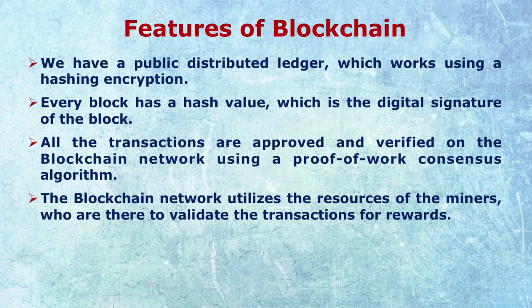So, the features of blockchain are that we have a public distributed ledger which works using a hashing encryption. Every block has a hash value which is the digital signature of the block. All the transactions are approved and verified on the blockchain network using a proof of work consensus algorithm. The blockchain network utilizes the resources of the miners who are there to validate the transactions for rewards.